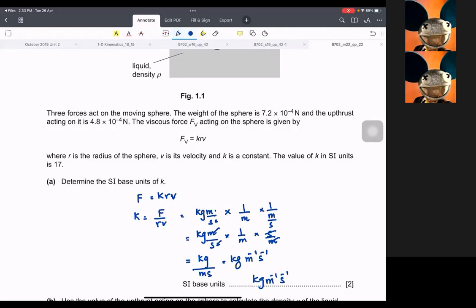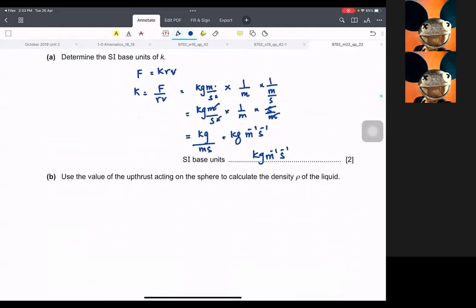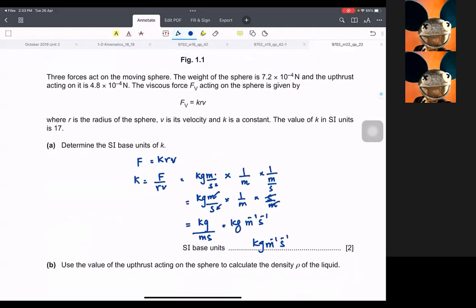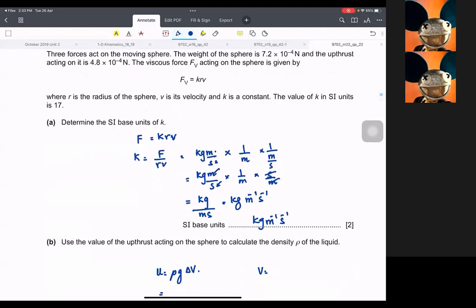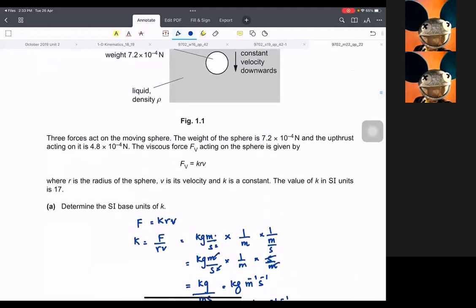Now, use the value of upthrust to calculate the density. So upthrust is rho g delta V. That's the formula if you don't know. We don't have volume, so we can find the volume. I think they have given something. Find the value k in SI units is this.